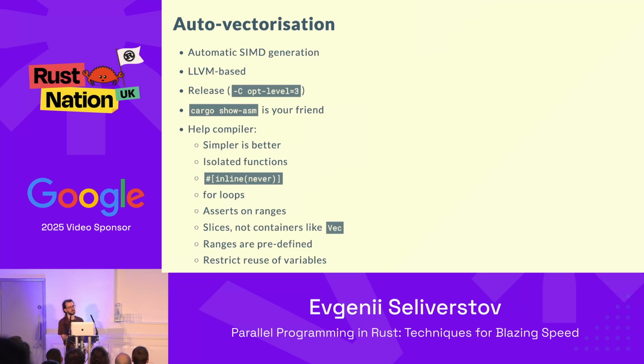And you must help the compiler to do it. Because if you just slap on a bunch of vectors, it won't work, yeah? Simpler is better. You need to use slices only. You need to put in preconditions, like this array contains at least this number of elements, and you should not reuse variables. All these cases should help you get auto-vectorization.